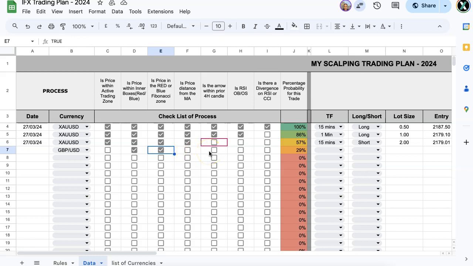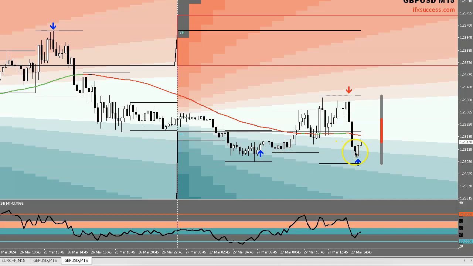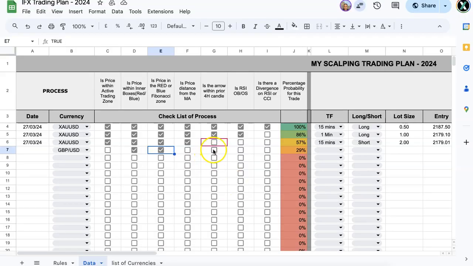Now, is the arrow within the prior 4-hour candle? All right, so it did, right? This is my prior. If you see this line, this is my prior 4-hour candle, and the candle arrow closed above it. So yes, that condition is actually met. So I am going to click it off, right?